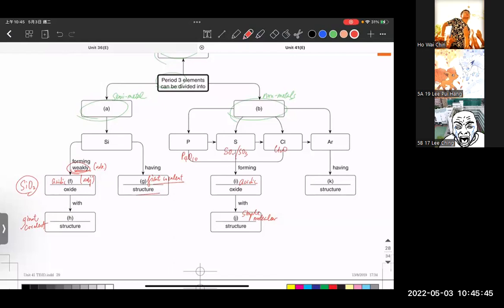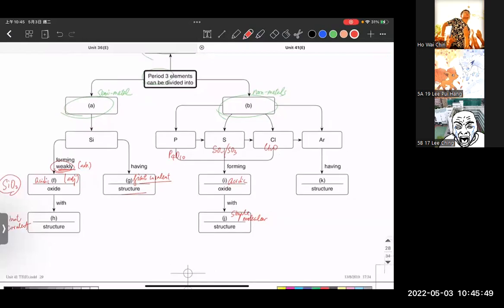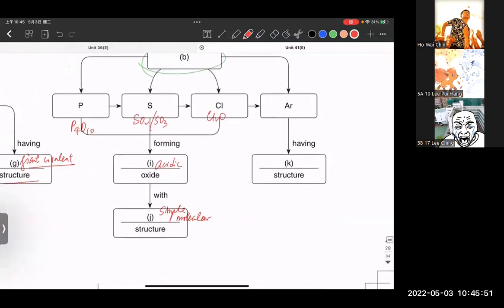All right, so you may have got this. And for argon, they are monoatomic. So we have got a simple what structure?